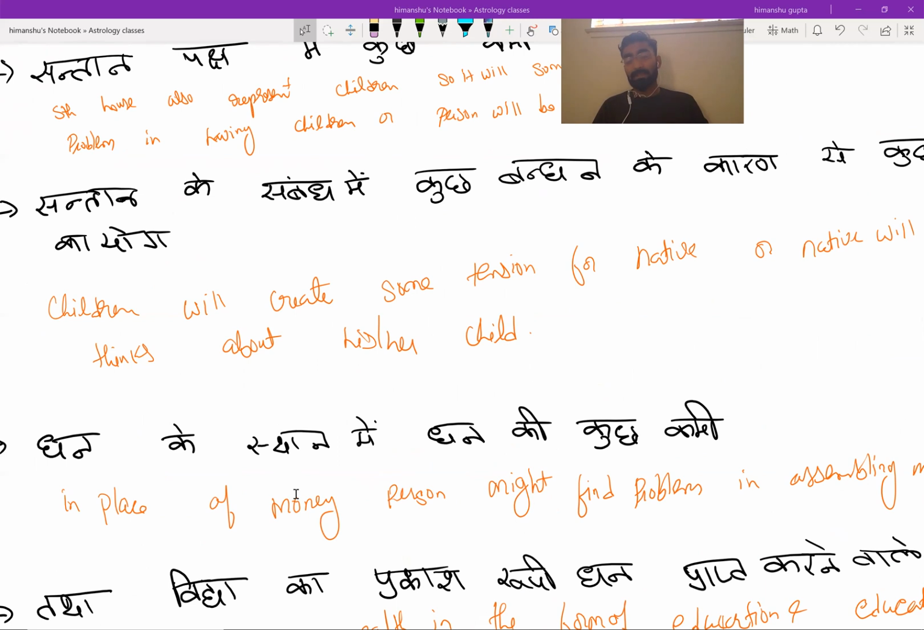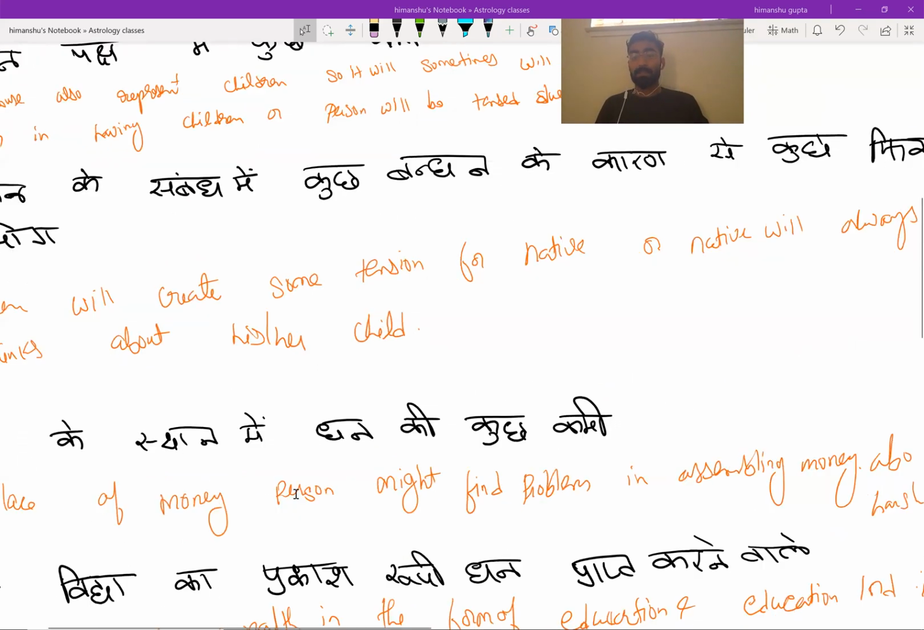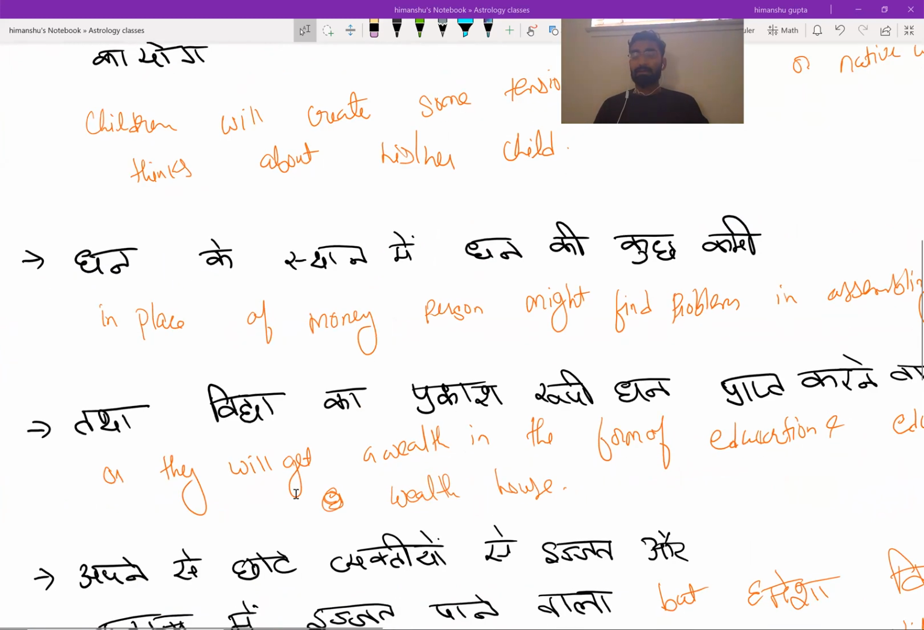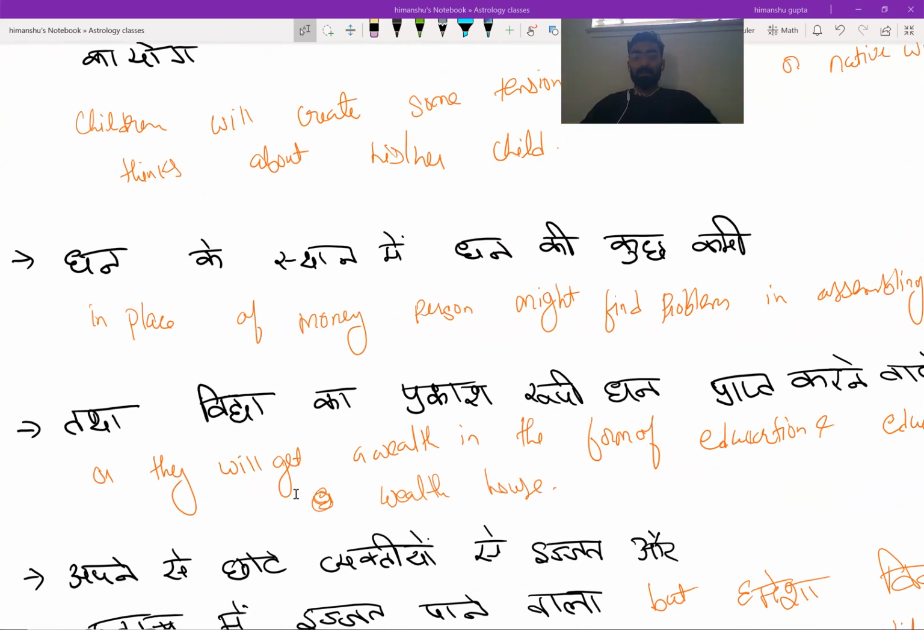The next point is that the Sun in the second house represents the person's money, lineage and all. So the person might get problems in assembling money. Also, the person's nature might be to speak very harshly to people. Sometimes this kind of problem is also seen with the person.